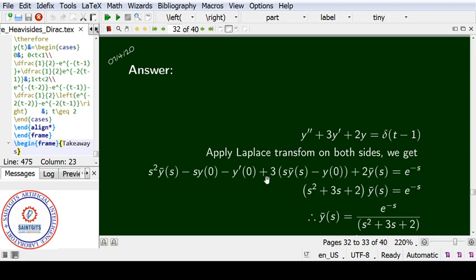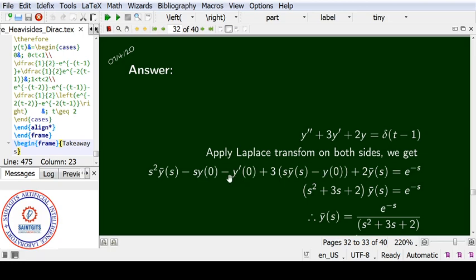We have that result plus 3 into, I put a bracket here, y dash 1 differential, so s into y bar of s minus y of 0, plus 2 into y bar of s equal to, we know the Laplace transform of the Dirac delta function is e raised to minus as. Here a is 1, so e raised to minus 1s or e raised to minus s.